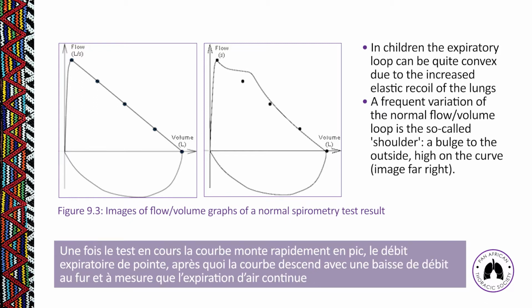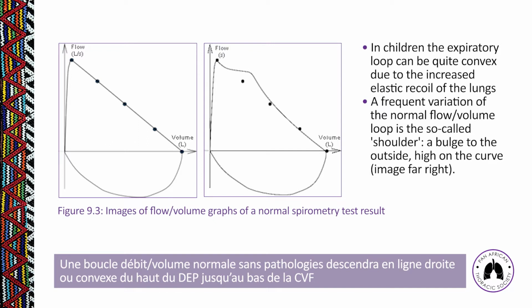After the starting point, the curve rapidly mounts to a peak, that is your peak expiratory flow, and after the peak expiratory flow, the curve descends as the flow decreases and more air is expired. A normal non-pathological flow volume loop will descend in a straight or convex line from the top of the PEF to the bottom of the FEC.